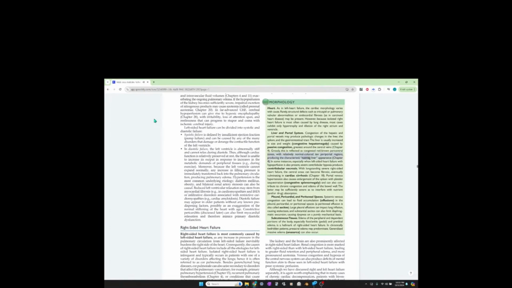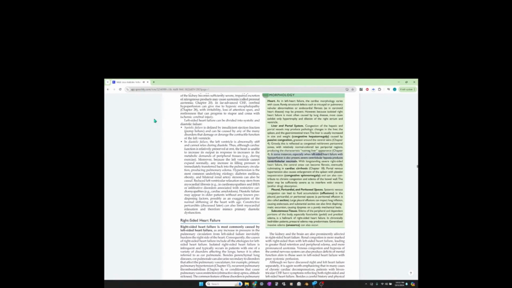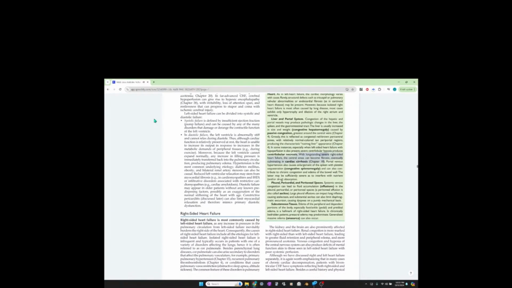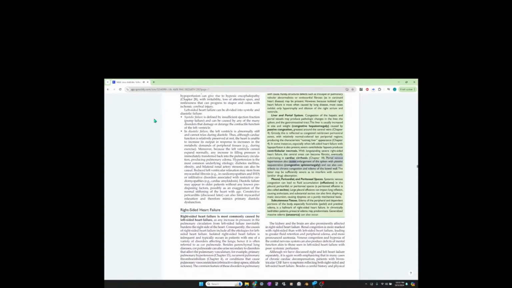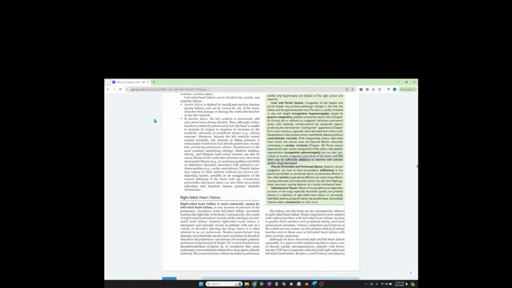In some instances, especially when left-sided heart failure with hypoperfusion is also present, severe centrilobular hypoxia produces centrilobular necrosis. With long-standing severe right-sided heart failure, the central areas can become fibrotic, eventually culminating in cardiac cirrhosis. Portal venous hypertension also causes enlargement of the spleen with platelet sequestration and can also contribute to chronic congestion and edema of the bowel wall. The latter may be sufficiently severe as to interfere with nutrient absorption.